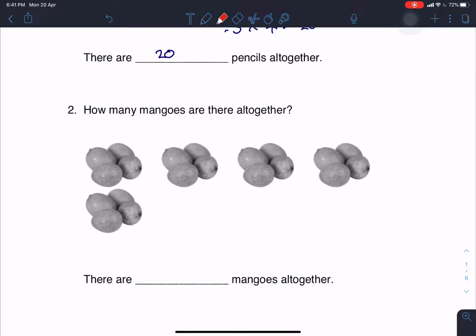Next, how many mangoes are there altogether? Again, we are finding the total. I have 1, 2, 3, 4, 5 groups of 4 in each, so 5 multiplied by 4, which gives you 20, and there are 20 mangoes altogether.